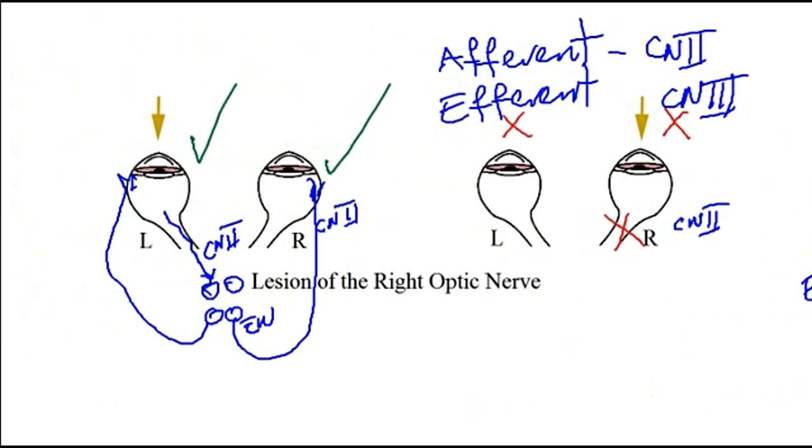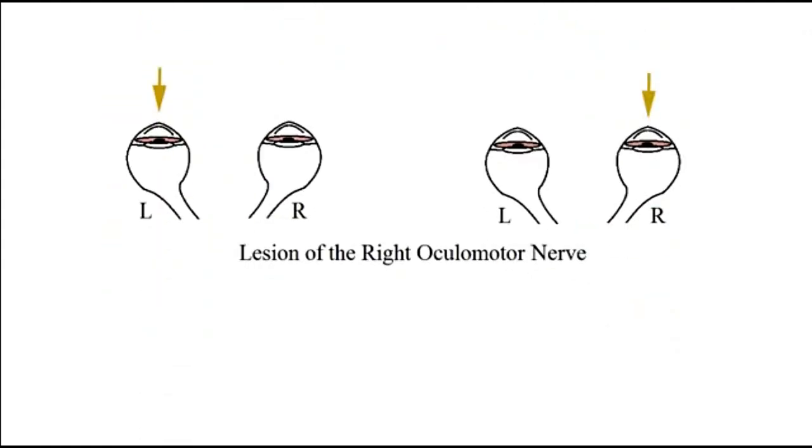Alright? Now there could be another scenario where the efferent limb of the pupillary reflex, which is the oculomotor or cranial nerve 3, is not working. So in this example, let's assume that the right cranial nerve 3 is not working. So what would happen to the pupil constriction reflex if we shine light in the left eye?